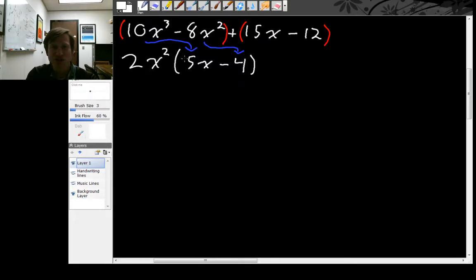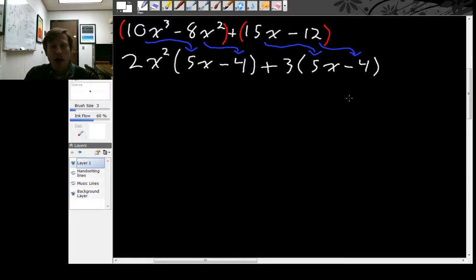Quick check. If you distribute this back through again, you get 10x cubed minus 8x squared, so we haven't made any mistakes so far. Now let's try factoring out a common factor in this second group: 15x and minus 12. Let's see, 15 has a factor of 3 and so does 12. That looks like the only factor they have in common, so let's factor out that 3. From this first part, factoring out a 3 leaves behind 5x. And from this second part, factoring out a 3 leaves behind negative 4.